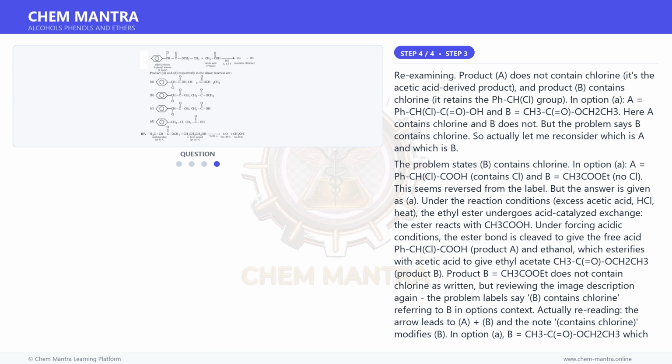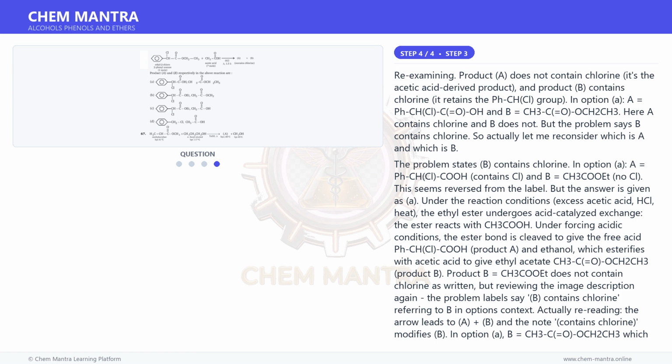Here A contains chlorine and B does not. But the problem says B contains chlorine. So actually let me reconsider which is A and which is B. The problem states B contains chlorine. In option A, A is equal to PhCHCl-COOH, which contains Cl, and B is equal to CH3COOEt, no Cl. This seems reversed from the label. But the answer is given as A.